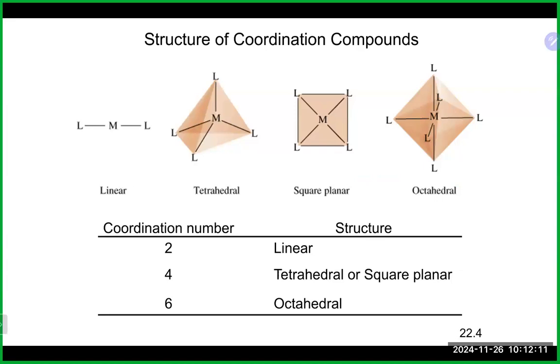Most of these are pretty straightforward. Coordination number 2 is linear. So again, that correlates to VSEPR, right? 2 electron pairs, 2 bonds is linear. 4 coordination is tetrahedral. Again, 4 electron pairs, 4 bonds is tetrahedral geometry. But we can also get a square planar with the coordination number 4, which again would be more of an expanded octet.